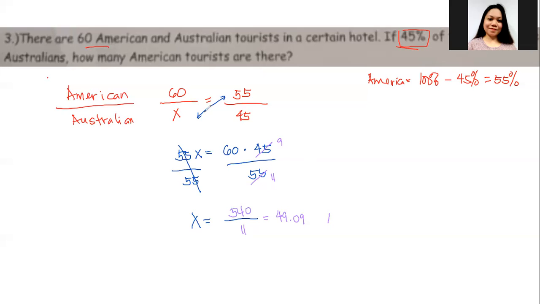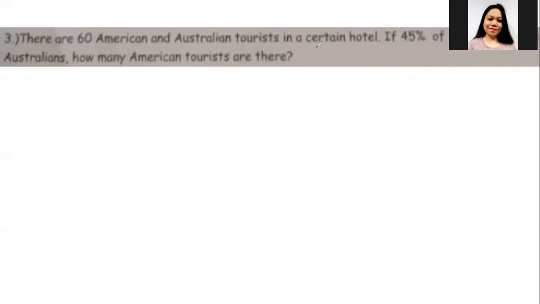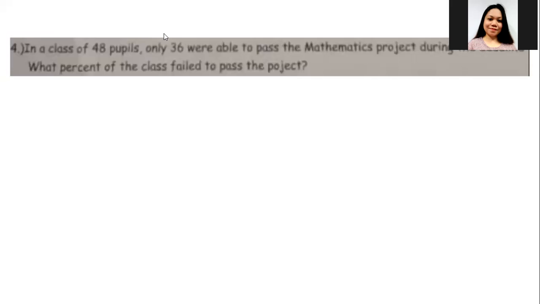60 Americans. Okay, what's the question? How many Americans? This is a bad problem because obviously we can't have like 49 Americans and a limb, or 49 Americans and 2 fingers, right? But mathematically, this is an answer, but it's just a bad example for a problem. Unless I got this one wrong. Let me double check. 60 Americans, 45% tourists are Australians. How many Americans? Yeah, so that's really how it is. Okay, sorry about that. All right, let's move on to the next one.